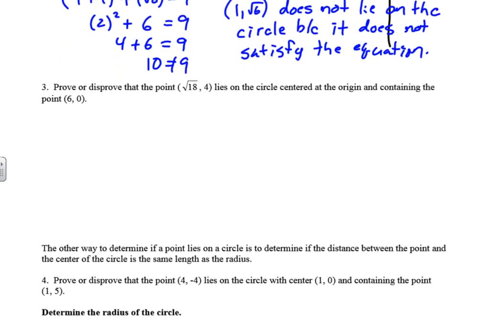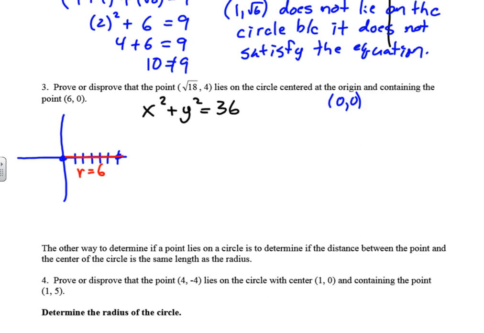Okay, so here we go. All right, prove or disprove that the point lies on the circle centered at the origin containing the point (6, 0). So again, I'm just going to kind of draw this out. 1, 2, 3, 4, 5, 6. (6, 0) is that point right here. When I draw that out, I can see that my radius is going to be 6. So that makes this a little bit simpler in terms of our equation. So it's going to be x squared plus y squared, since it's at the origin, equals 36. That's the equation of the circle.